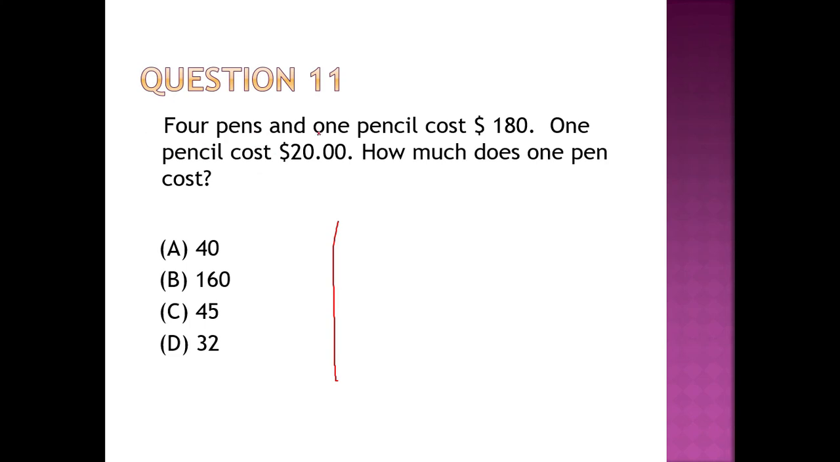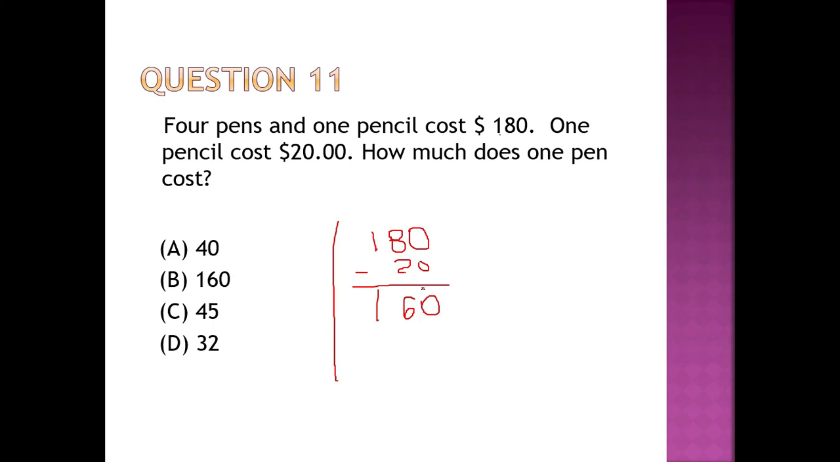Okay, so we have 4 pens and 1 pencil, and it costs $180. Then it gives us the cost for the 1 pencil, which is $20. So we want to take off the cost of the pencil first, so that we can arrive at the figure for the 4 pens before we move to the next step. So 180 minus 20, that's 160. So 4 pens cost $160.